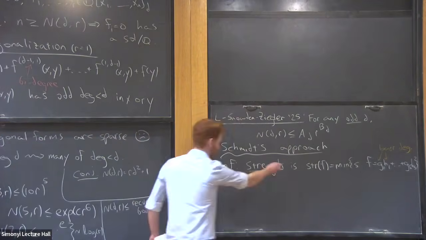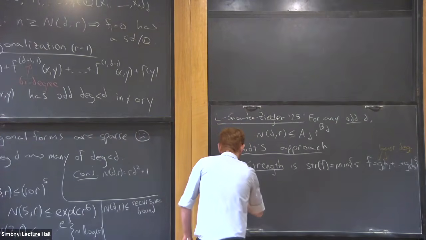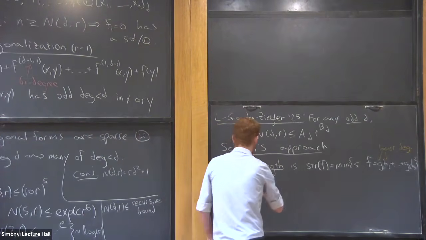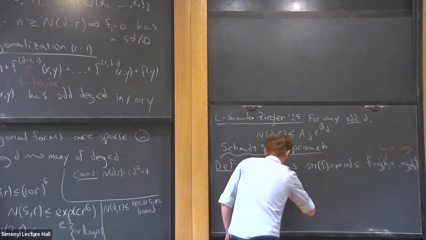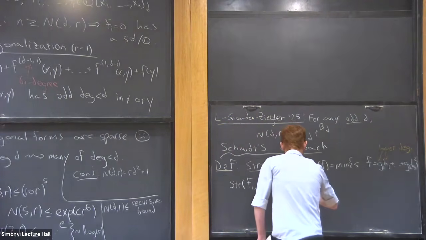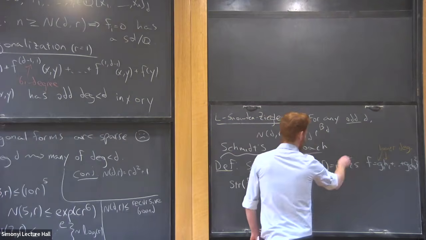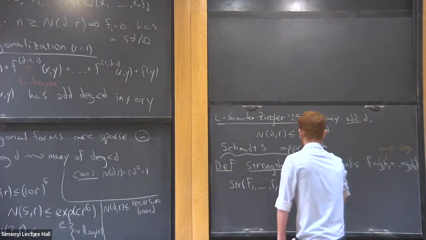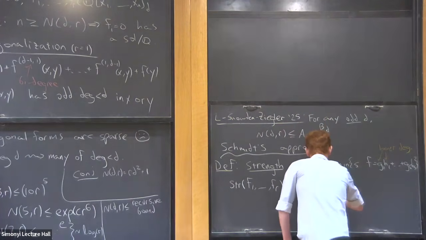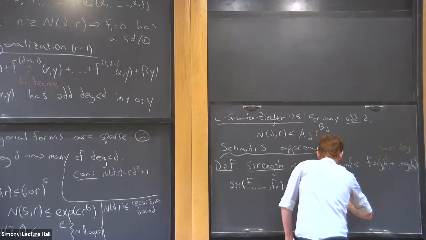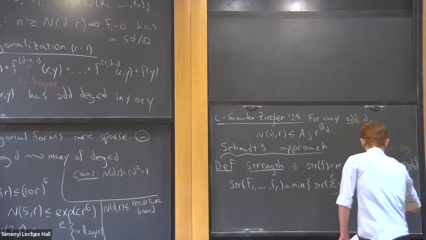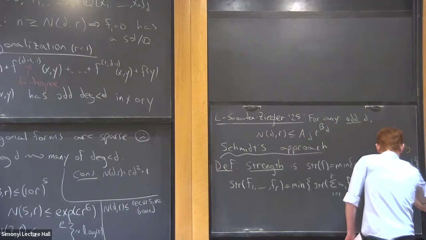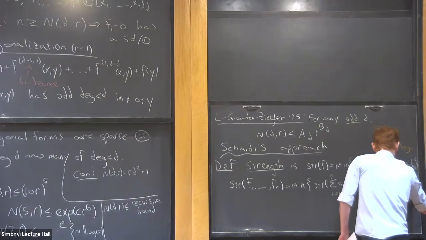You can also define this for a collection, and we will. So the strength of a collection F1 to Fr is the minimal strength of the forms in their pencil. So it's the minimal strength of any of these expressions where you're taking non-trivial rational linear combinations.